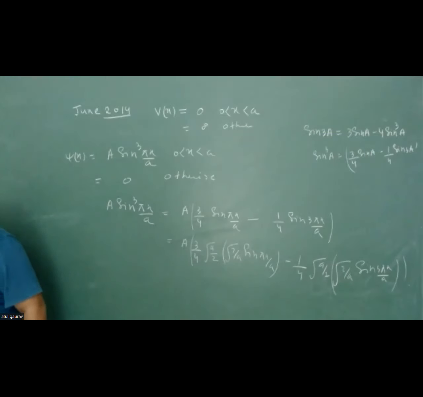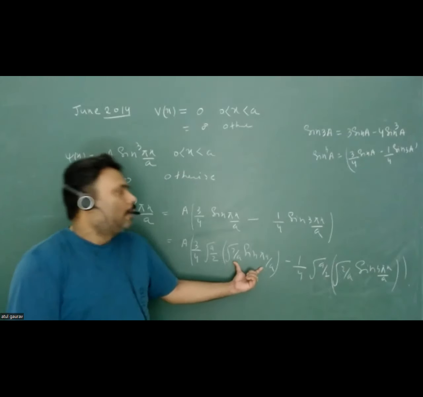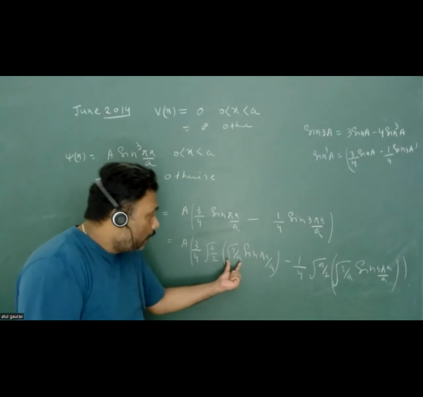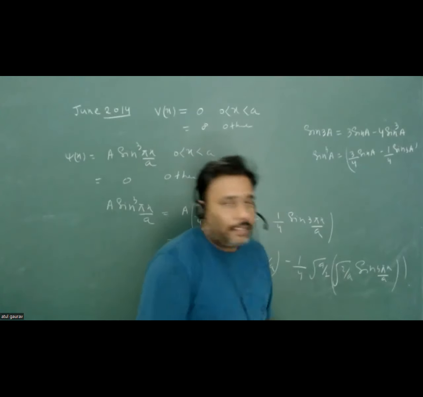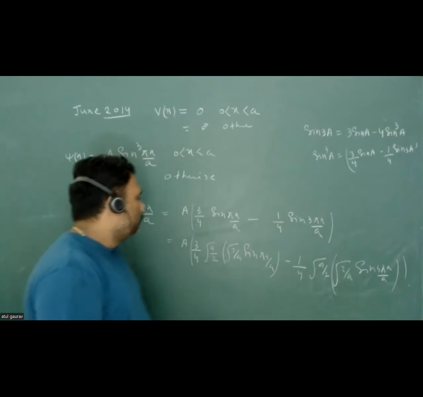Is it understandable what I am saying? Yes, sir. So this is very important that you have to write the orthonormal. So if you are not using root 2 upon a, root 2 upon a, then it is not normalized. So you have to always write in an orthonormal term.